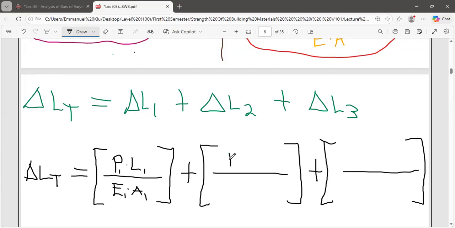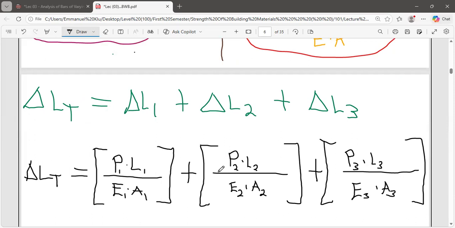So here, what am I going to write? I'm going to write P2 multiplying L2, all over E2 multiplying A2. And finally, we have P3 multiplying L3, all over E3 multiplying A3.